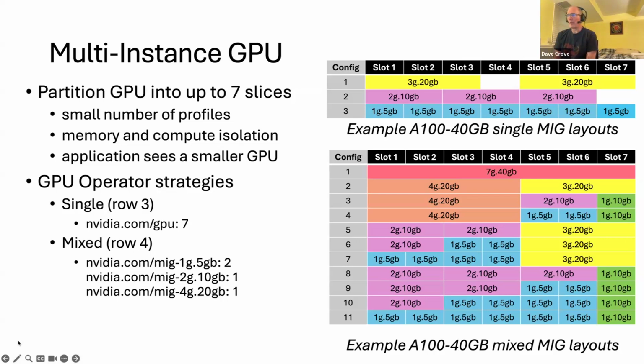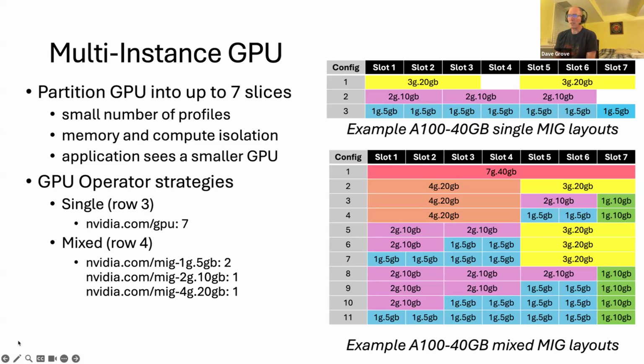There's also a second mode, called mixed, where you can mix and match different kinds of MIG slices on the same device. This is much more flexible. It gives you a better way of using the GPUs to support different sizes of inference workloads, for example.